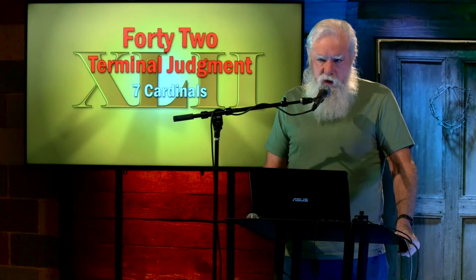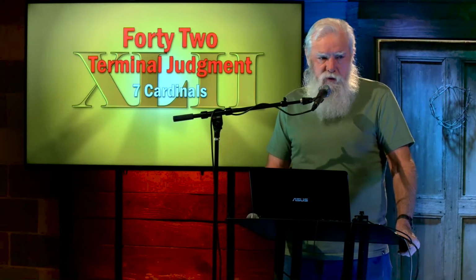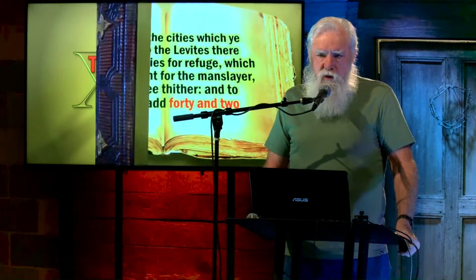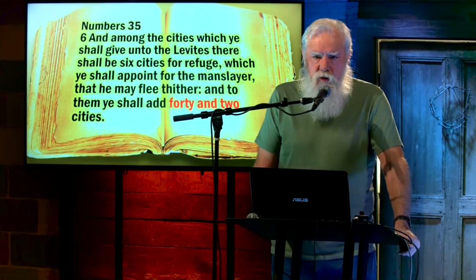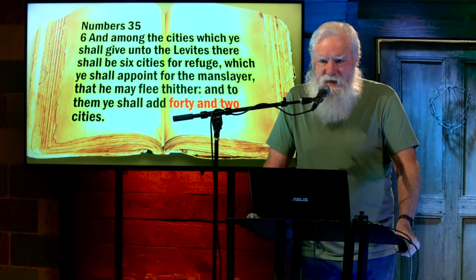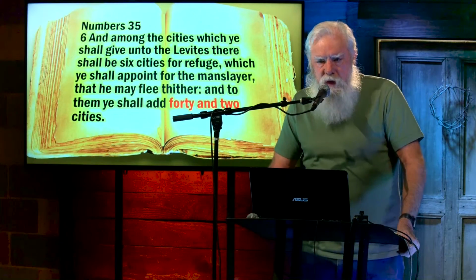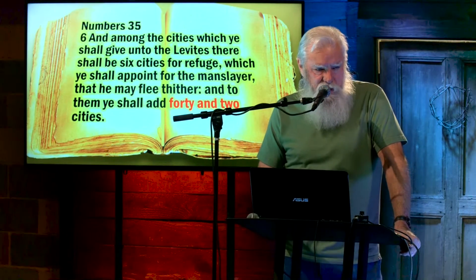Now we come to the number 42, and this just appears 7 times, but it's terminal judgment every single time that it appears. Terminal judgment, in other words, judgment that results in death. So we'll look at several of those. And among the cities which ye shall give unto the Levites, there shall be 6 cities for refuge, which ye shall appoint for the manslayer, that he may flee thither. To them he shall add 42 cities.